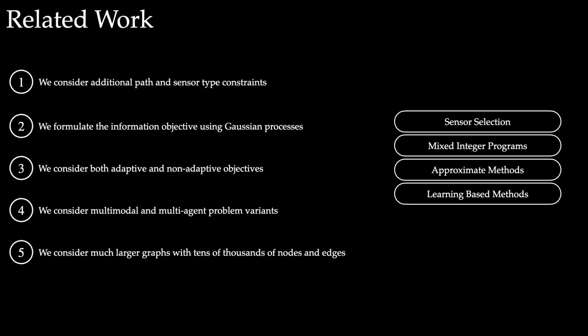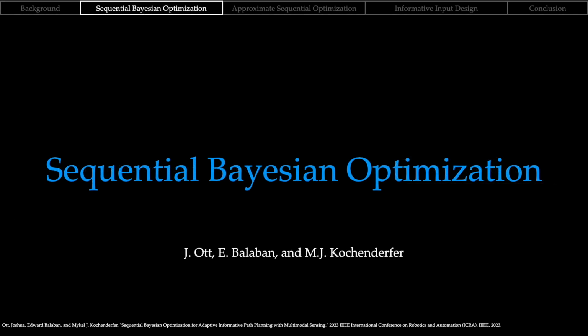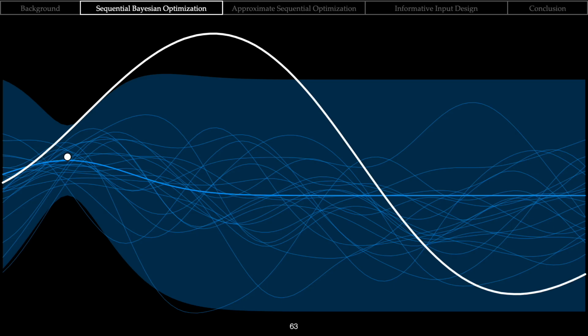So that brings us here to our first contribution on sequential Bayesian optimization. And so in this contribution, what we're looking at here is representing this sequential decision-making process using a distribution over functions. And that's what a Gaussian process is. So just a very quick background on Gaussian processes. A Gaussian process here is a distribution over functions.